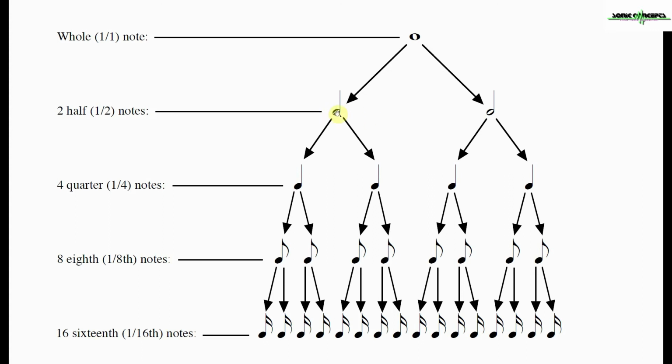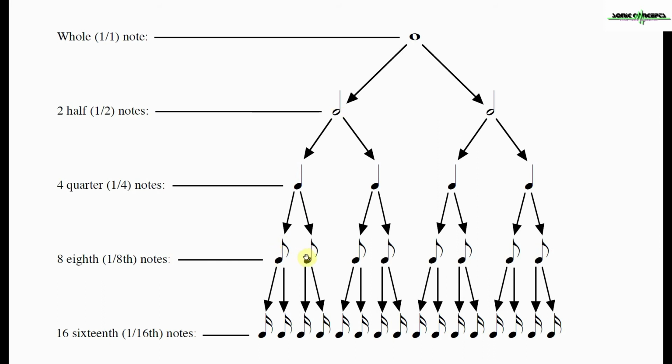1/2 note has exactly half the time duration as 1 whole note. 1/4 note has exactly half the time duration of 1/2 note. 1/8 note has exactly half the time duration of 1/4 note, and 1/16 note has exactly half the time duration as 1/8 note. Another way to look at it is that 2 quarter notes take up the same amount of space and time as 1/2 note.